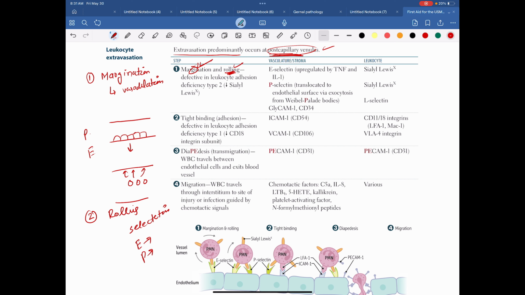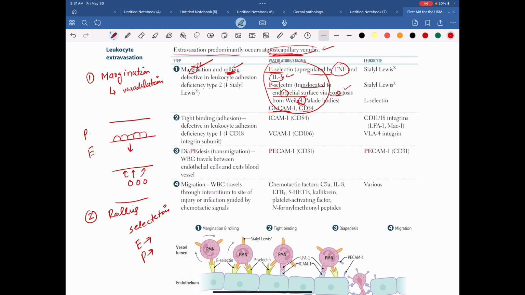They mention here the examples of selectins. We have E-selectin, which is upregulated by tumor necrosis factor alpha and interleukin 1. Then we have P-selectin, which is translocated to the endothelial surface via exocytosis from the Weibel-Palade bodies. So it means P-selectin is present in the Weibel-Palade bodies, and from there it is translocated to the endothelial cell by exocytosis. You can also remember there are other proteins present on the endothelial cell, like GlyCAM-1 and CD34.